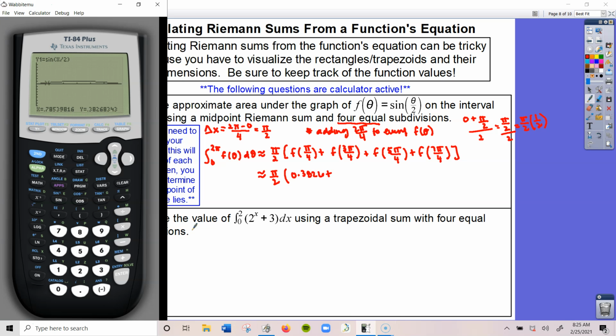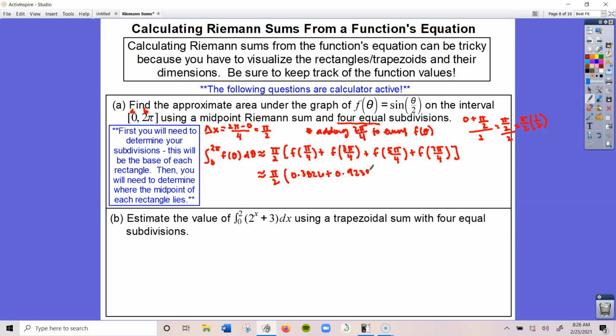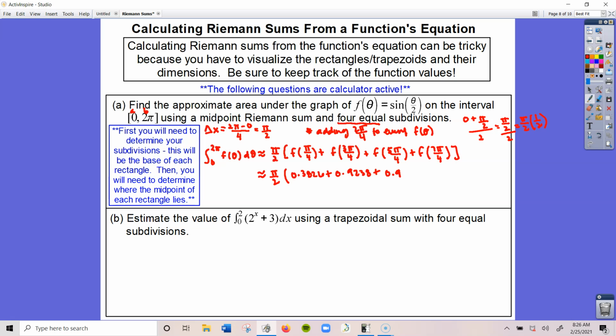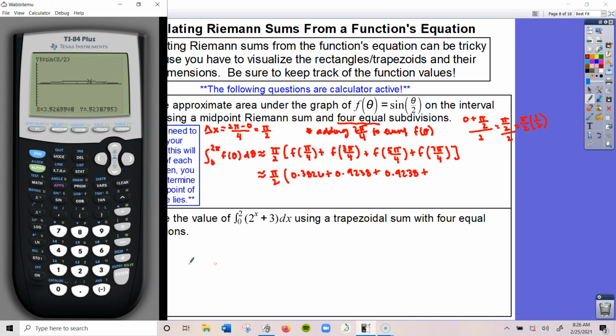Plus, now I want the value for 3 pi over 4. So 3 pi over 4, which gives us 0.9238. Plus, now I want 5 pi over 4, which is the same value, 0.9238. And the last one I want is 7 pi over 4, which is 0.3826.